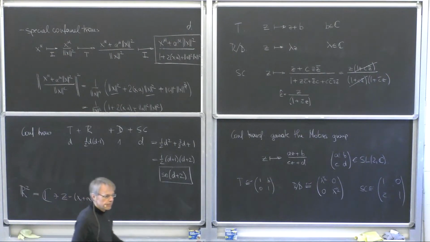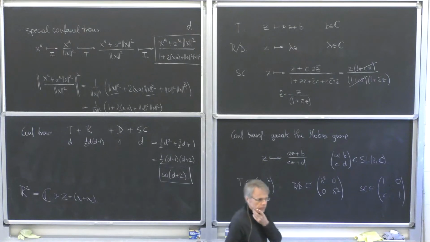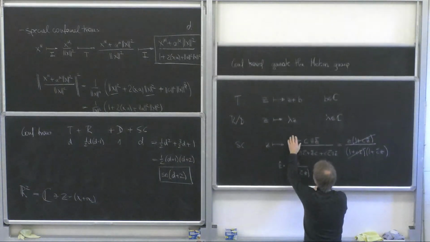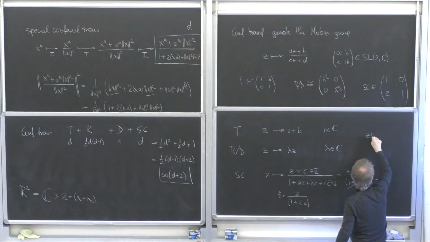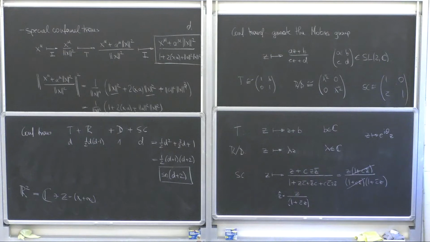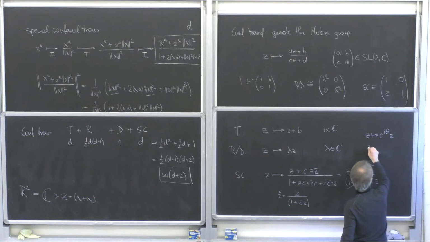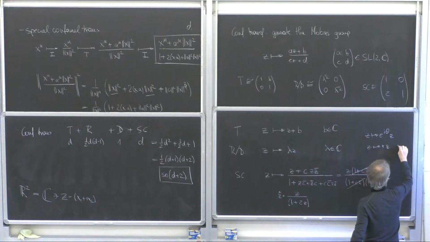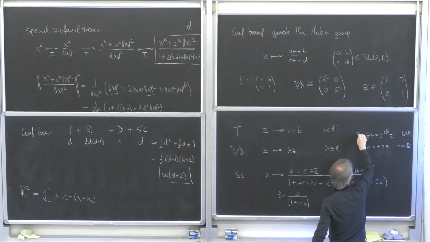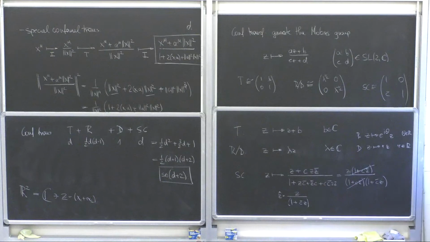Yes? Say again? Do you mind repeating the argument you gave about rotation? Well, the rotation would be z goes to e to the i theta times z, where theta is real, right? I mean, that's the rotation by theta in the 2-dimensional plane. And this rescaling would be z goes to r z, where r is real. Right, so this is the rotation, this is the dilatation, and if you combine them, it's r times e to the i theta, so that's the most general complex variable.